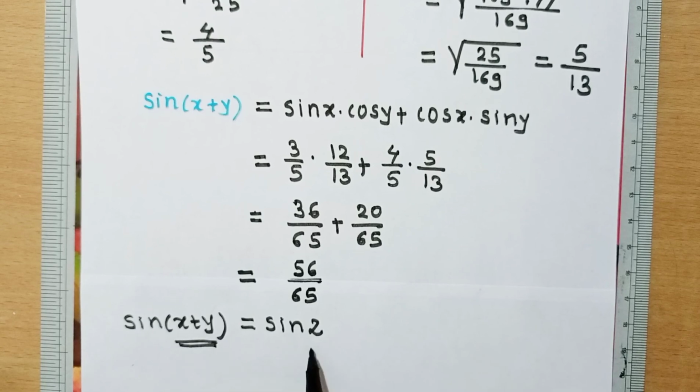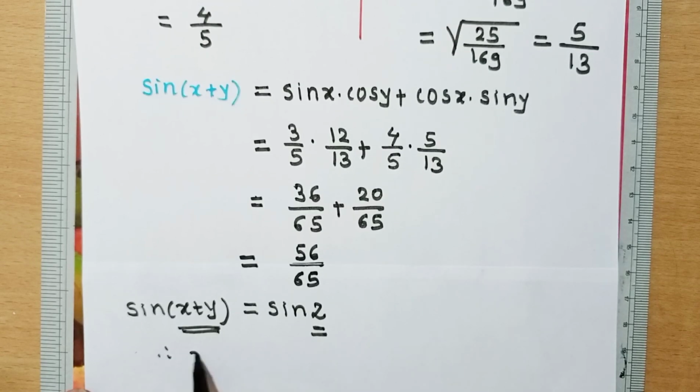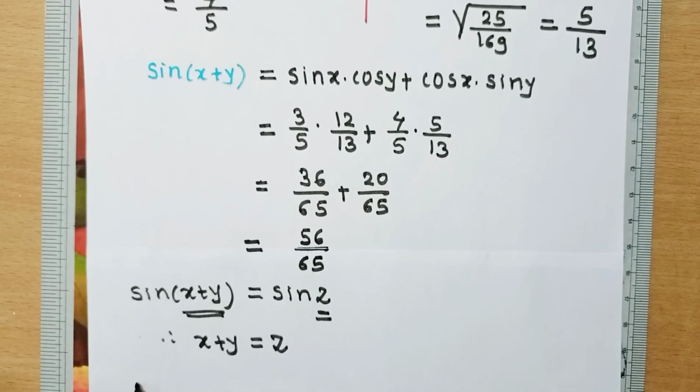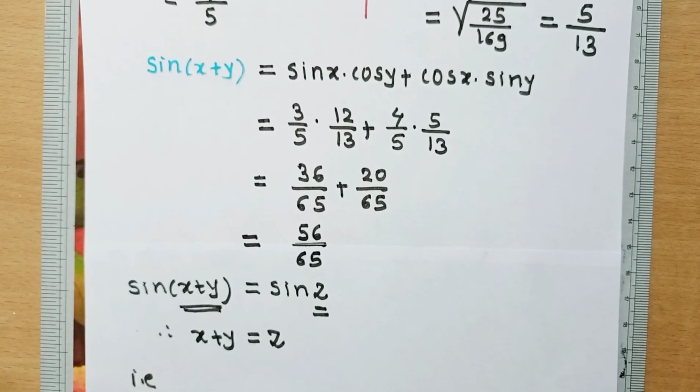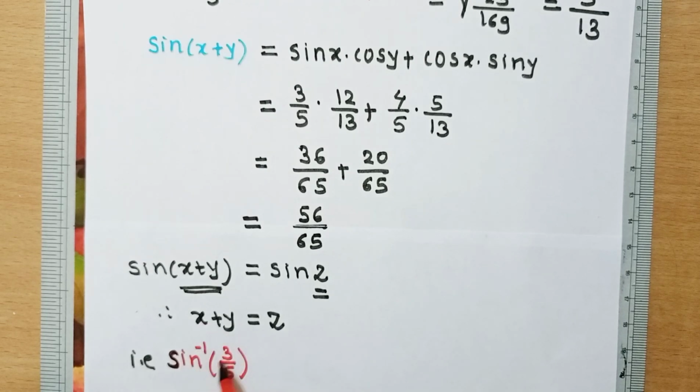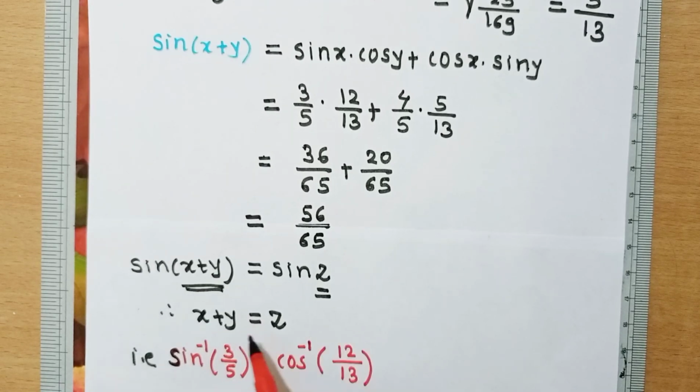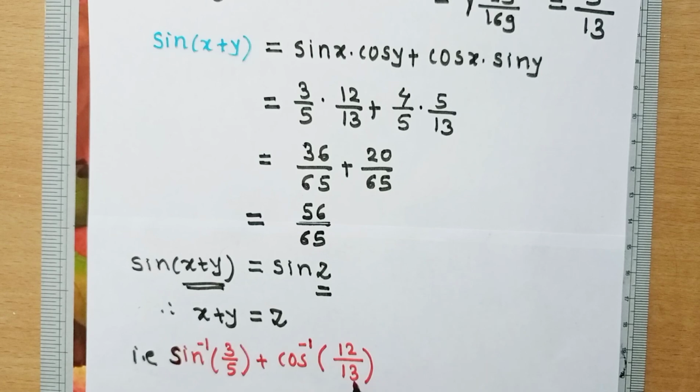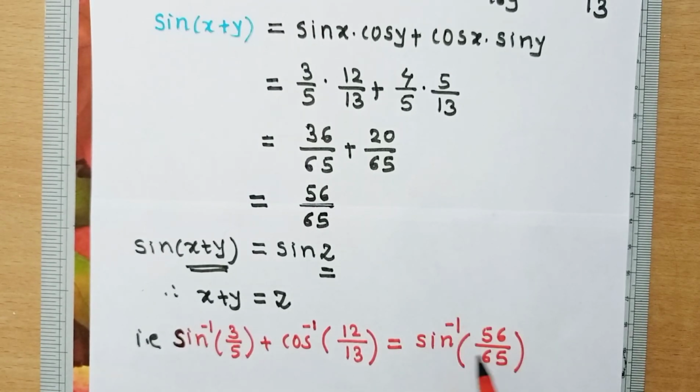So this angle must be same, and therefore x plus y equal to z, that is x means sin inverse of 3 upon 5, y means cos inverse of 12 by 13, and z means sin inverse of 56 upon 65. And hence we have proved this. This type of examples may come in the board exam for 3 marks.